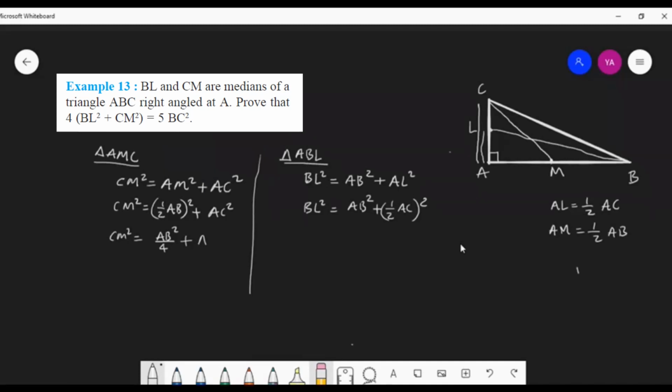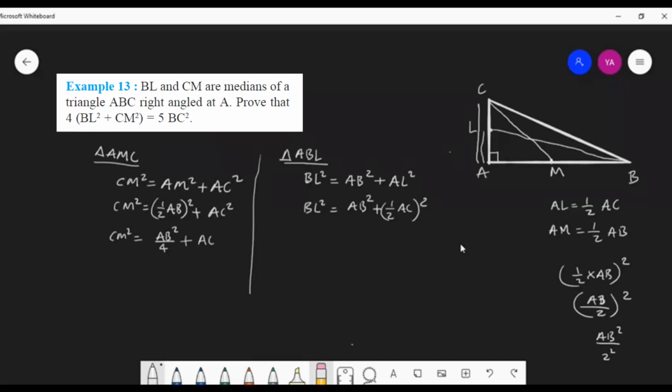Okay, look here, half into AB, this is half into AB all square. So half into AB, inside the bracket we can write AB by 2 all square. We know a fraction square is numerator square by denominator square. It's AB square by 2 square, and 2 square is 4. So AB square by 4, that is how we have written here.